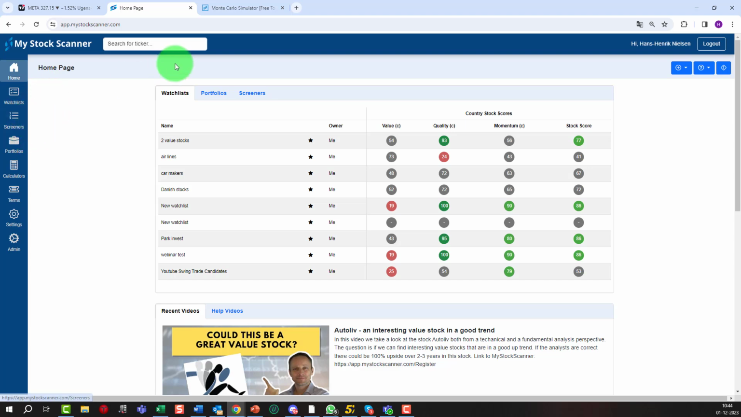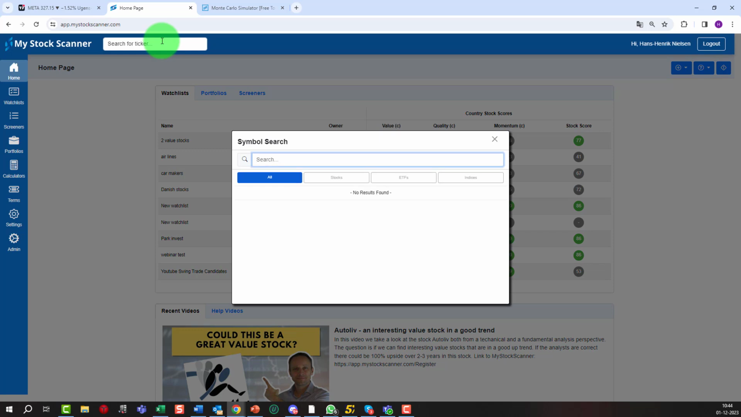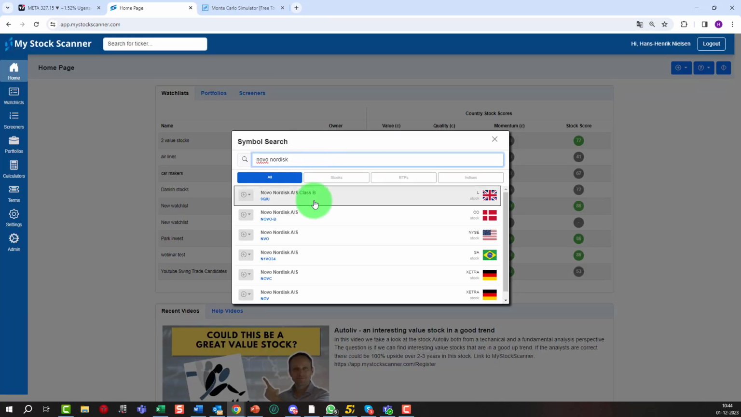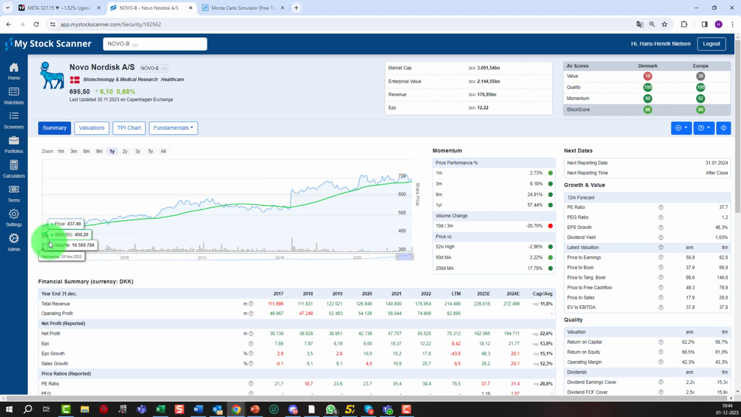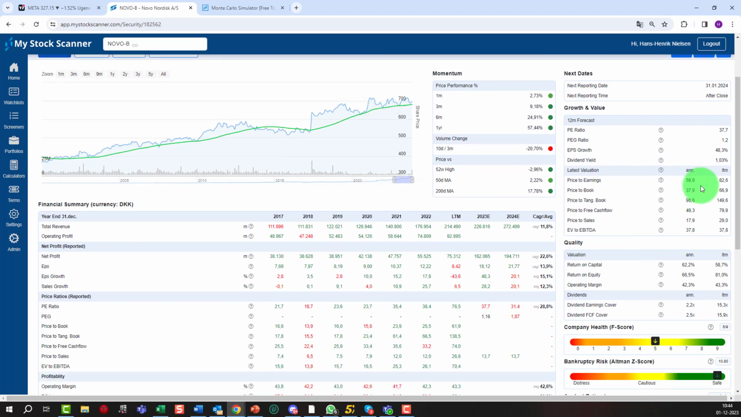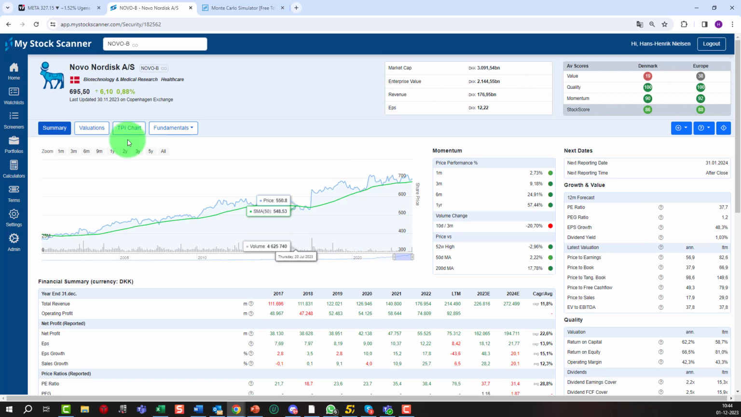And for instance, when we are looking at a stock, let's just take the Danish Novo Nordisk. That is a stock many people know because of their weight loss medics right now. What we are doing here is that we are trying to quantify everything. We have all the ratios out here.